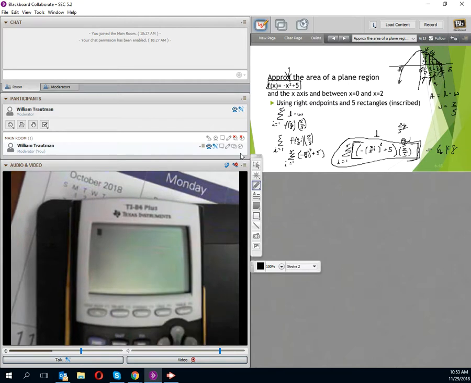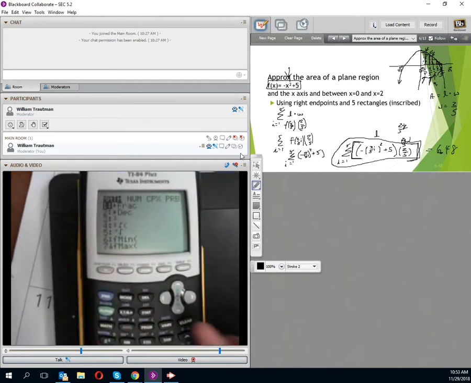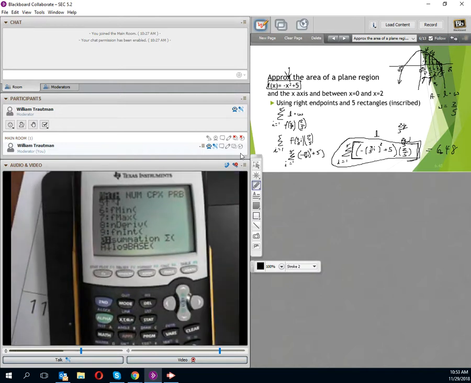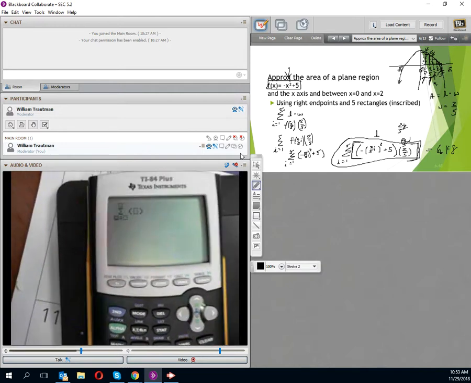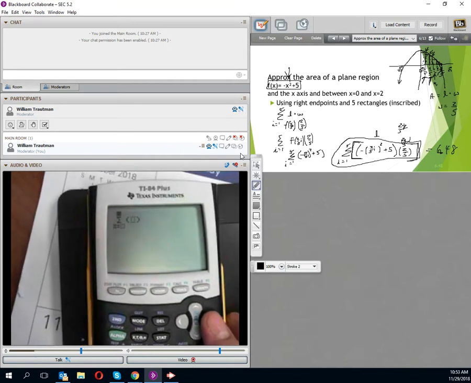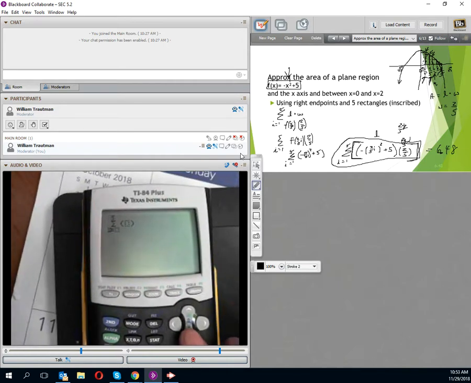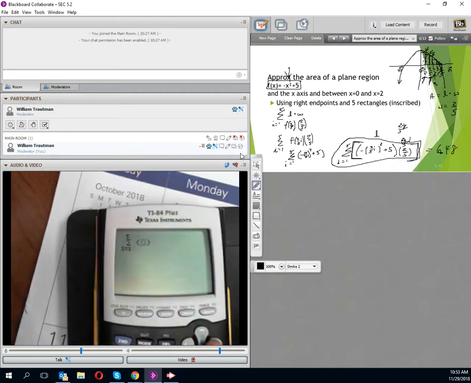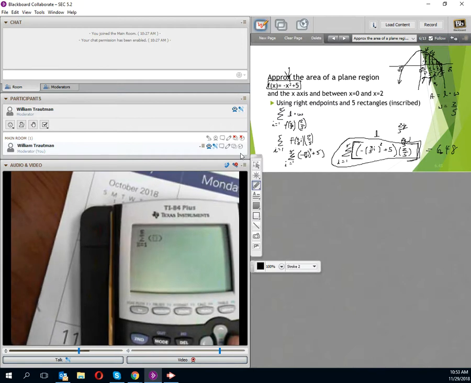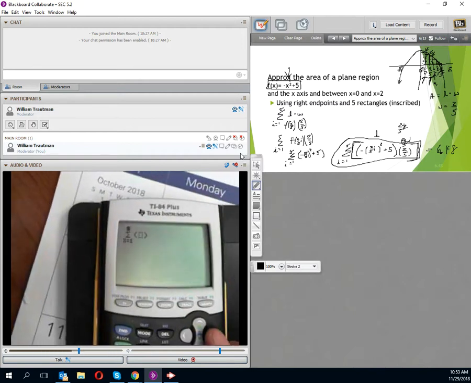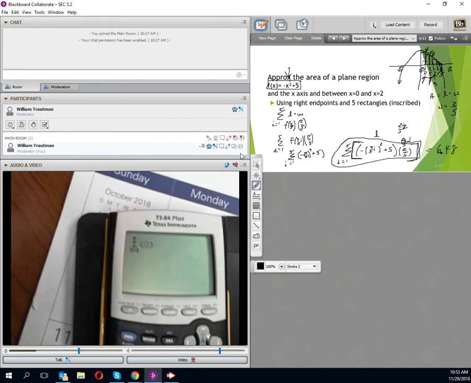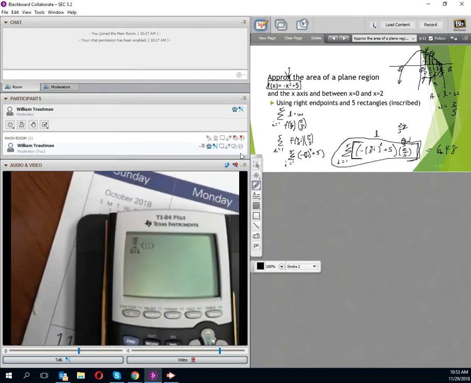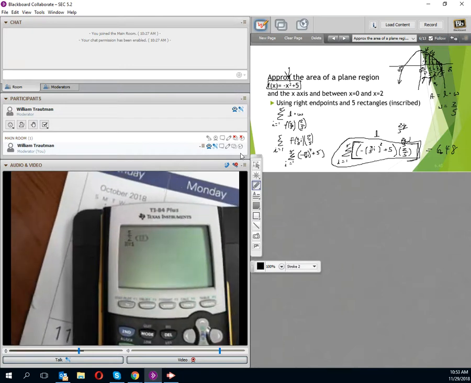Okay, so I'm going to math and then scroll down to number 10, summation, and it's i from 1 to 5. I'm using x, 5 rectangles. And so this is my summation parentheses, but I need a function parentheses now. Oh wait, I typed in the wrong thing. Sorry. Now I need a summation, a function parentheses.